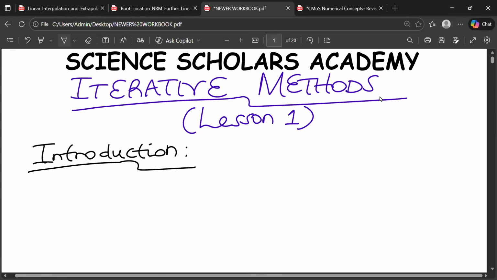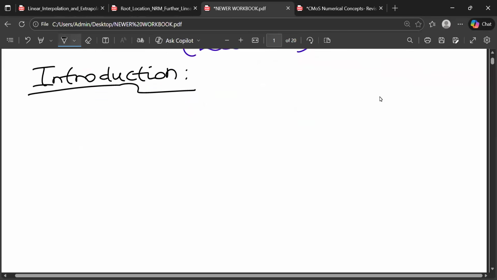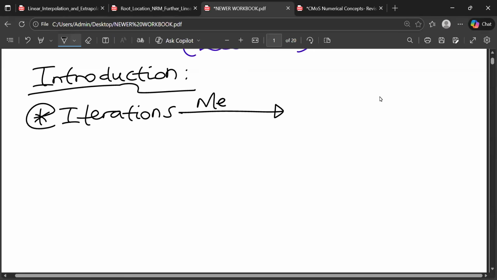Introduction. It's very brief. So I'll begin with the word iterations. Of course, you will need the English meaning before we go to even the mathematical one. So basically, iterations, according to English, means repetitions.